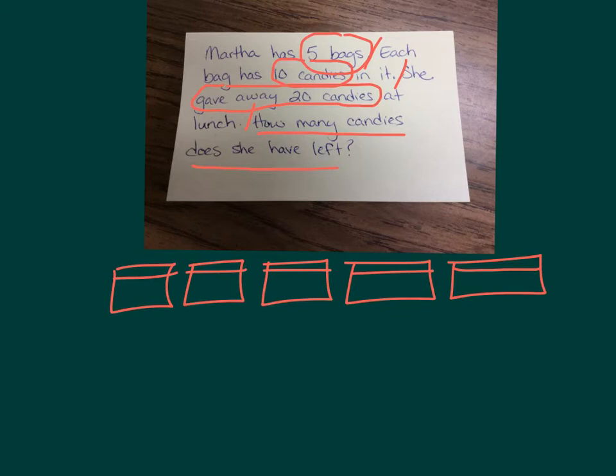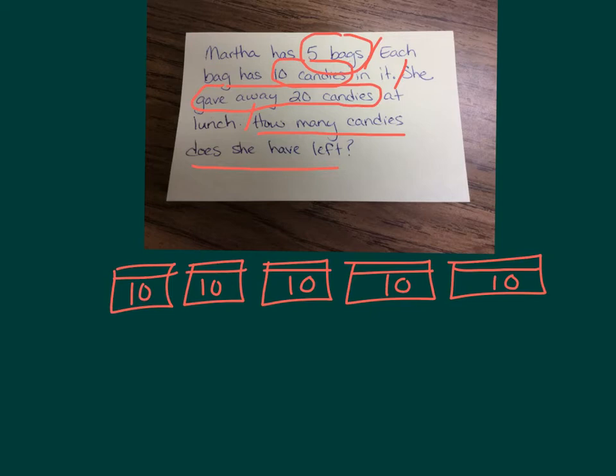Now I could put 10 dots in each, and that would take a while. Or I could just record the number 10 to remind me that there are 10 candies in each, and I'm going to go ahead and do that. So there are 10 candies in bag 1, 10 in bag 2, bag 3, bag 4, and bag 5.